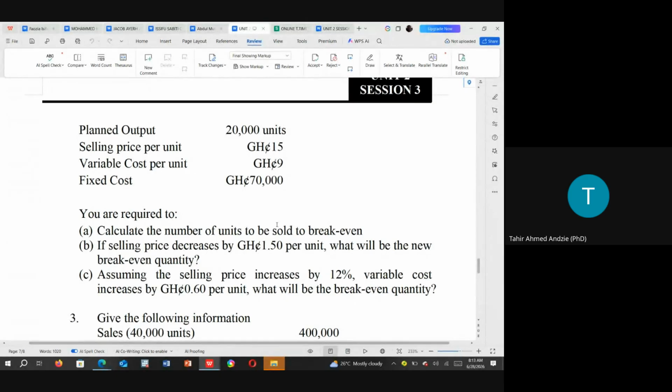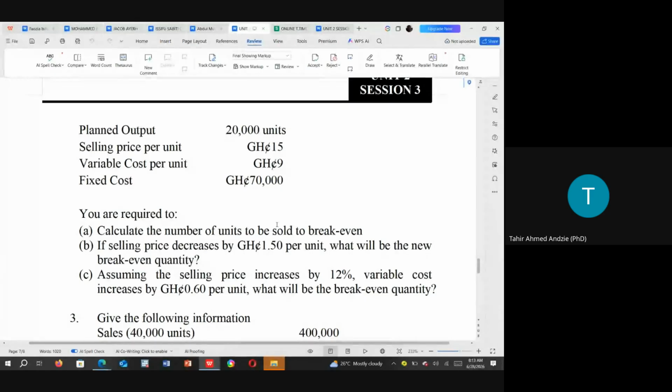Right, so now the C says that assuming the selling price increases by 12%. Have you seen now? We can increase the selling price by an absolute figure, or we can increase it by percentage. The same way the variable cost can be increased by percentage or by a certain amount. So take note of these things when it comes to examination. Assuming the selling price increases by 12% and variable cost increases by 0.6 per unit, what will be the break-even quantity?